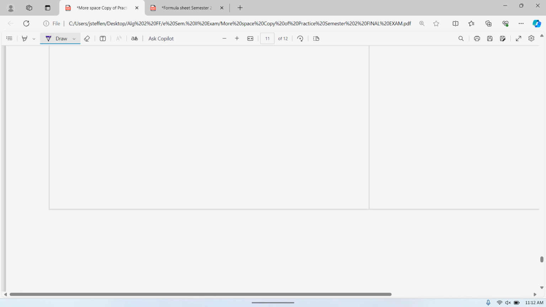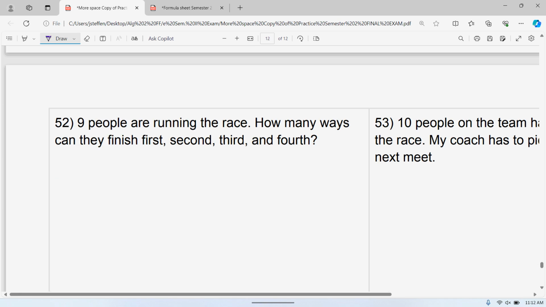Next one, 9 people are running a race. How many ways can they finish first, second, third, fourth? So we are ranking them. If you're ranking them, the order matters, so it's a permutation.